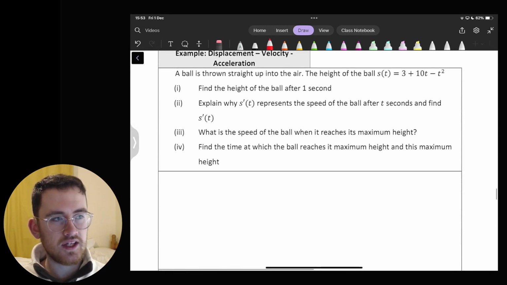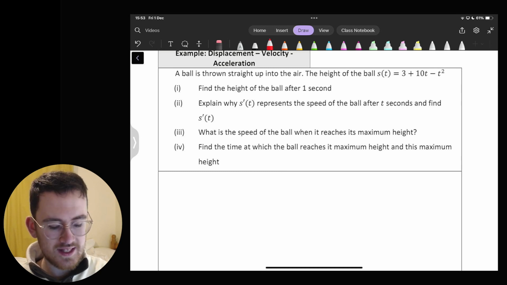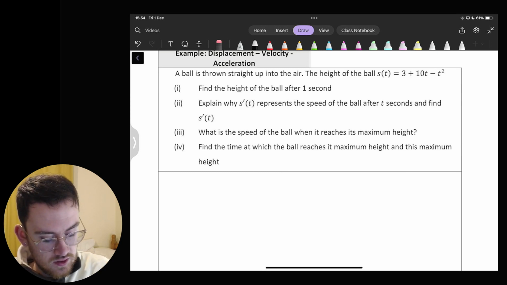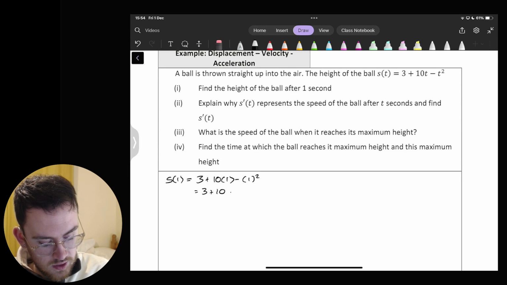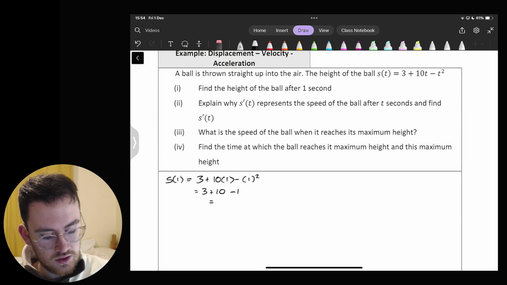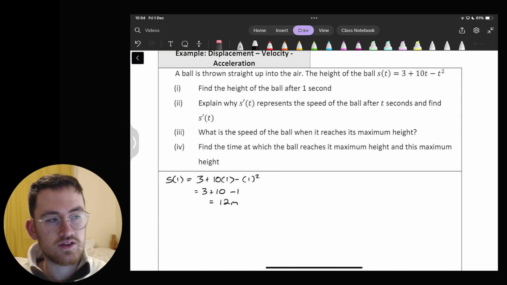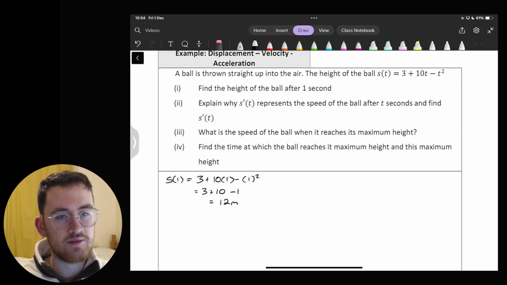So looking at an example here: a ball is thrown straight up into the air. The height of the ball is given there, and we are asked to find the height of the ball after 1 second. So let's do that. We're just subbing in 1 for t. Fairly straightforward: 10 times 1 minus 1 squared, so that's 3 plus 10 minus 1, which is just going to be 12 meters. So after 1 second, it's 12 meters high.